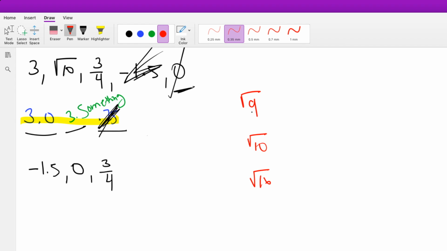We also know that square root of 9 is exactly 3. And here we have the square root of 10. So if it was 3.0, then this wouldn't be the square root of 10. It would be the square root of 9. So it has to be greater than 3.0. Knowing that, I'm going to write my 3 down first, and then my square root of 10.